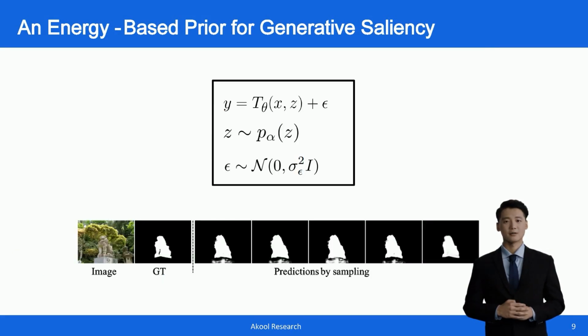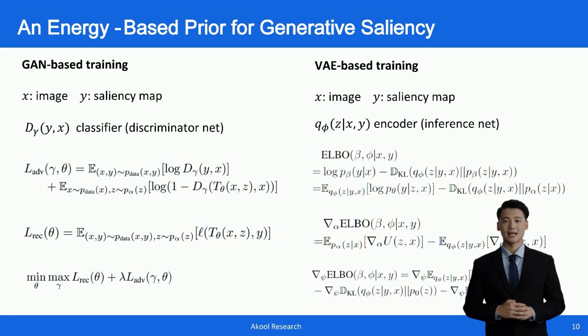Once the model is trained, we can perform salient object detection by sampling from the learned conditional distribution. To be specific, given an input image, we first sample a noise vector from the energy-based prior distribution, and then use the transformer network to map the image and the noise vector into the saliency map. The results show that our model can generate diverse predicted saliency maps for an image. We further propose an adversarial learning algorithm and a variational inference algorithm as alternatives to train the proposed generative salient object prediction framework. Our framework using energy-based prior can be easily generalized into both adversarial learning and variational inference frameworks.